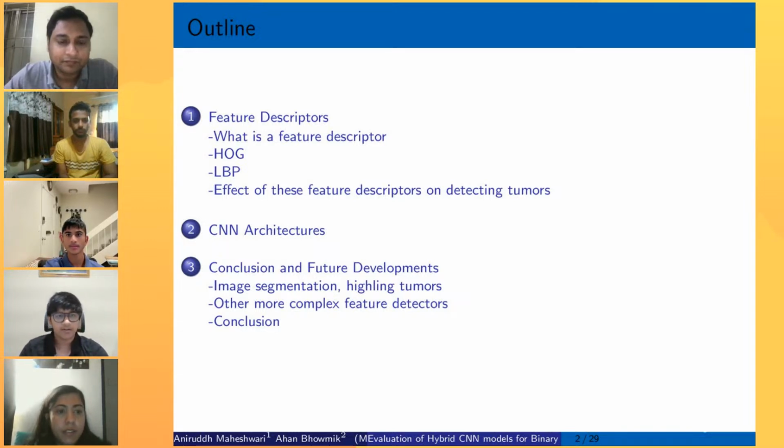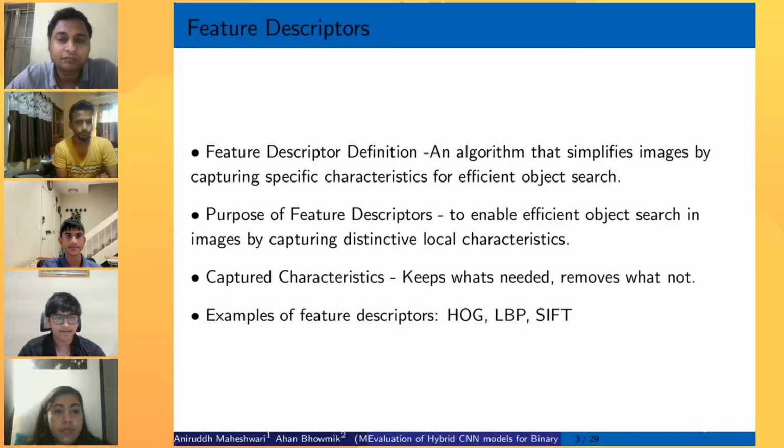Okay, so the main parts of our project are the feature descriptors such as HOG, which stands for Histogram of Gradients, and LBP, which stands for Local Binary Patterns. Another part is the CNN architectures, and our model is based on the ResNet 50 architecture. Also, we have used data augmentation and stratified k-fold cross-validation. Next slide. Anirudh can introduce the feature descriptors first.